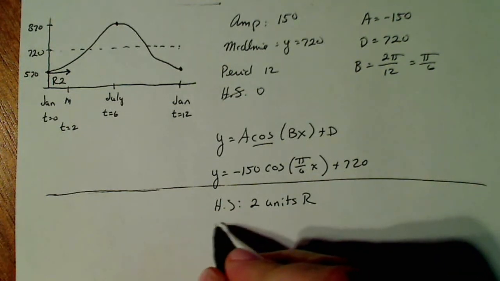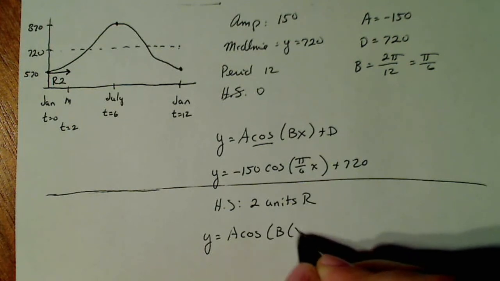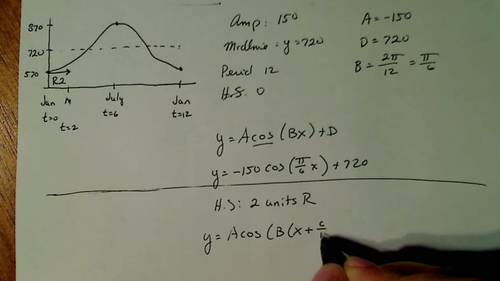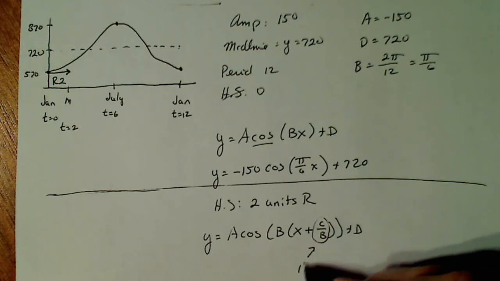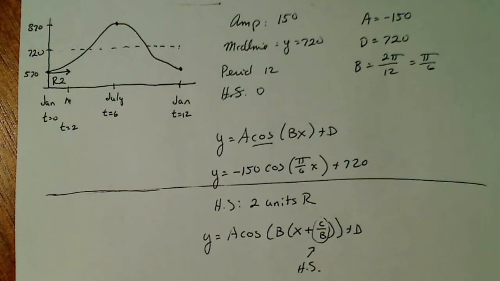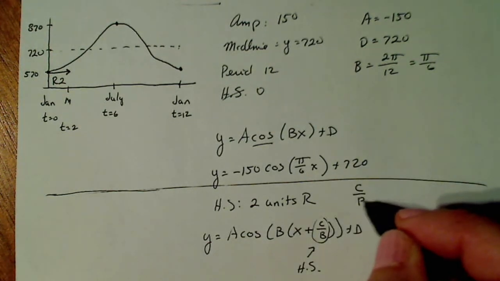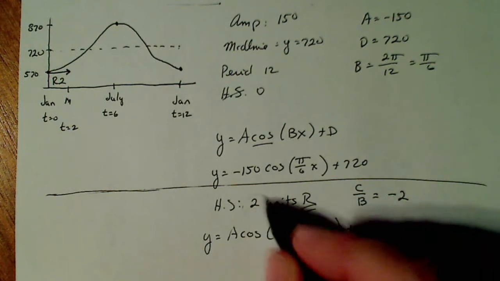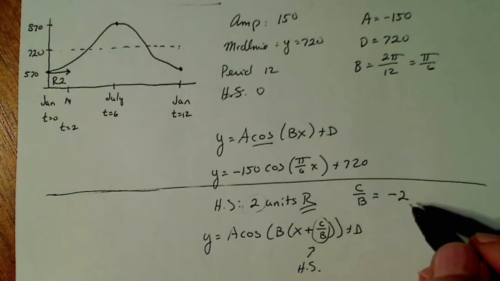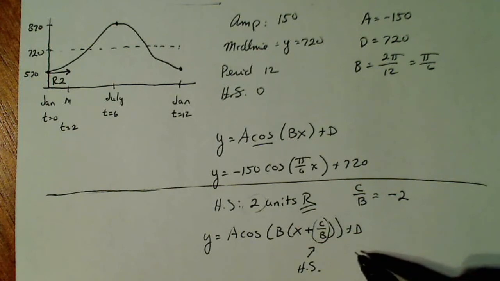Now, in general, when you deal with a horizontal shift, that's y equals a cosine (bx plus c) over b plus d. Now, this number right here, c over b, is your horizontal shift. Always. So if my horizontal shift is 2 units right, that means c over b is going to equal negative 2. Right, for negative and 2 units to the right. So using the same a, b, and d, I just fill in the parts to this equation.